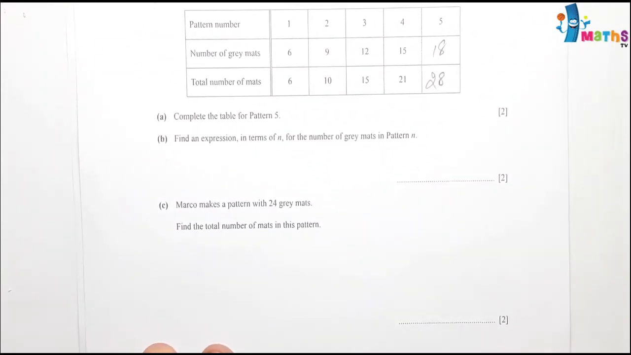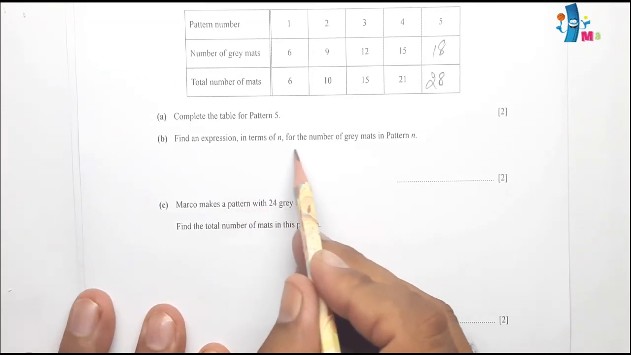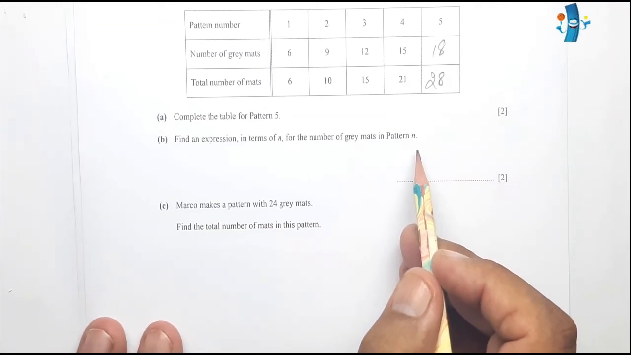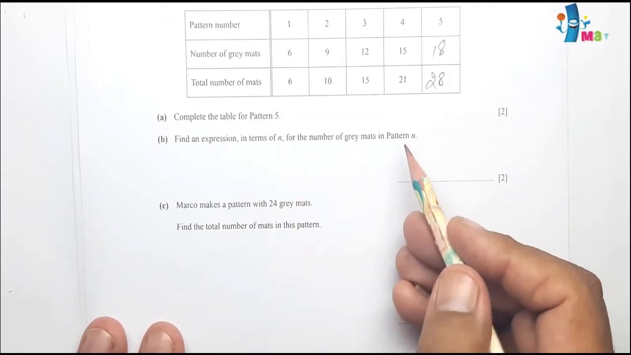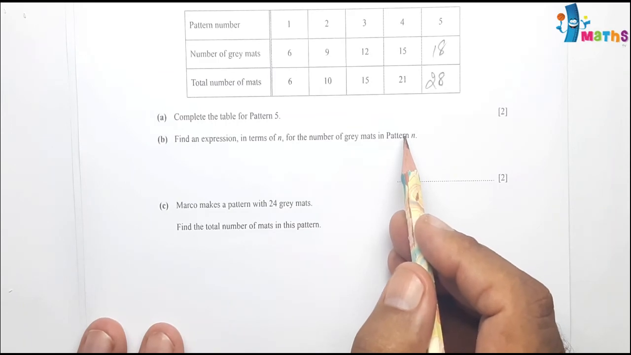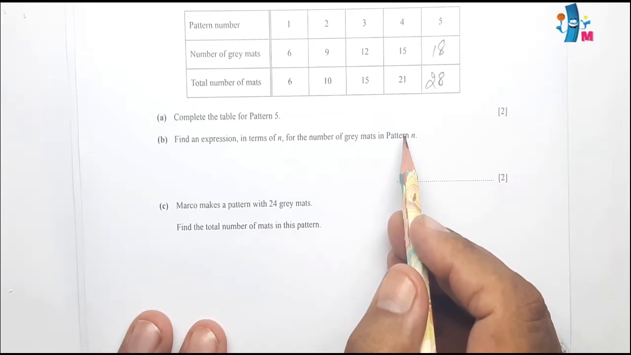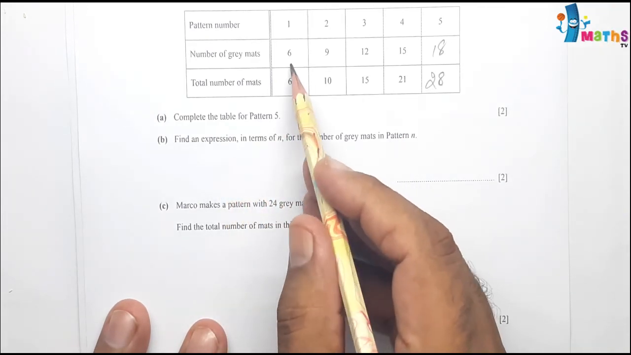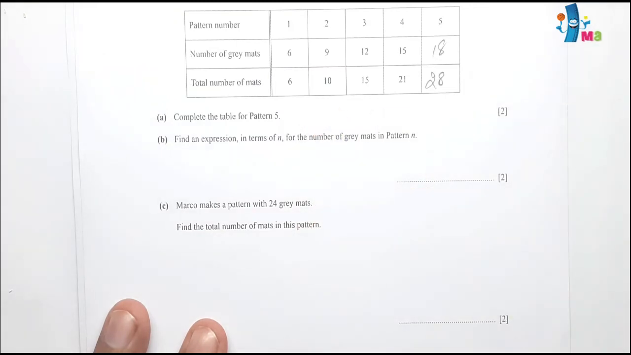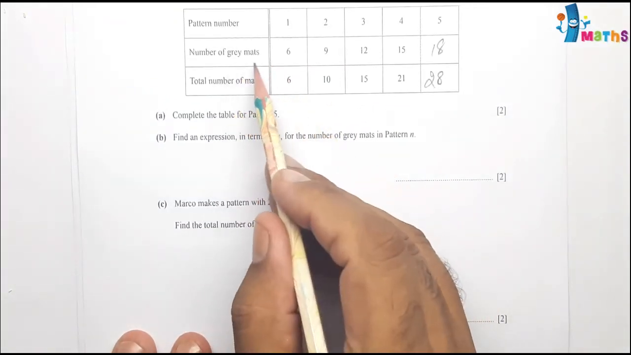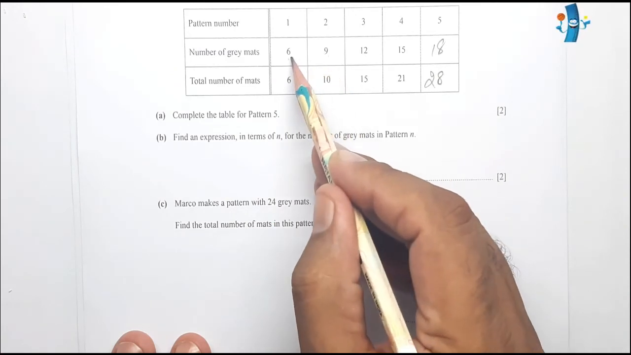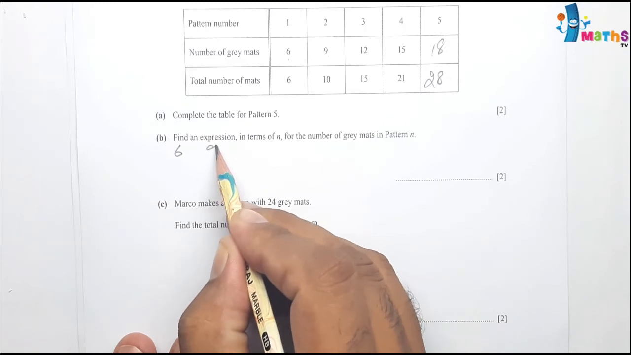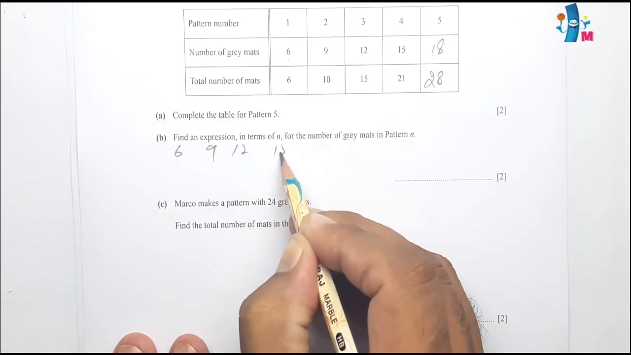Then B part, find the expression in terms of n for the number of gray mats in pattern n. So basically formula for nth term is required. So this we can check. This is for first term. This one, number of gray mats, this is 6 and 9. So basically I will write the sequence first. 6, 9, 12, 15 and 18.